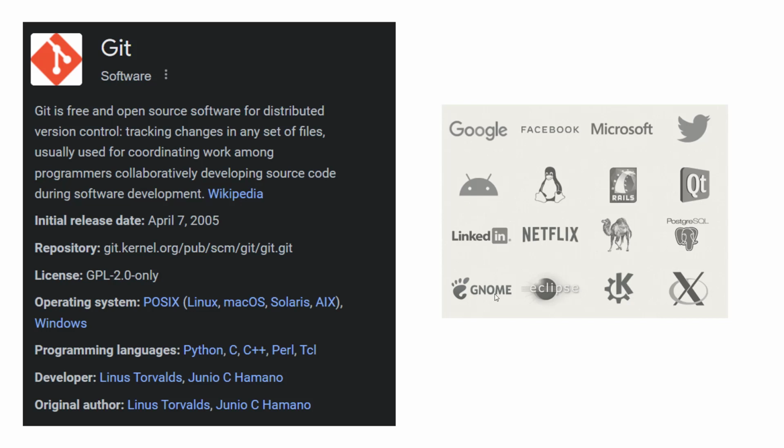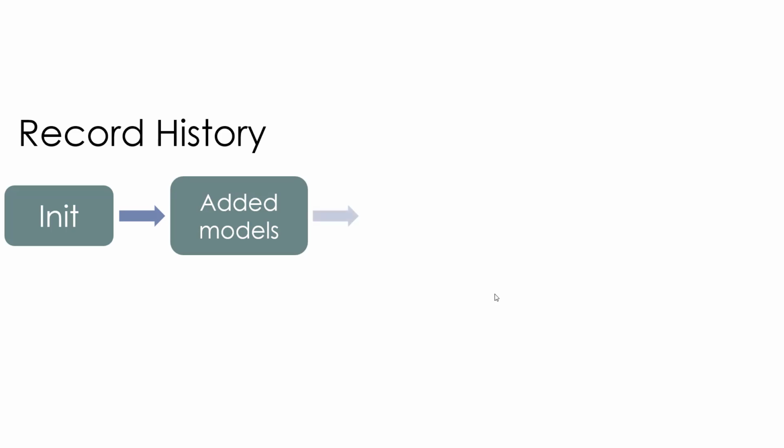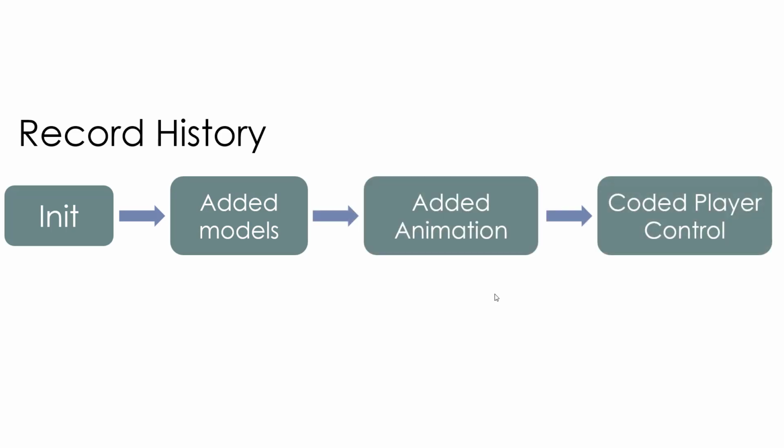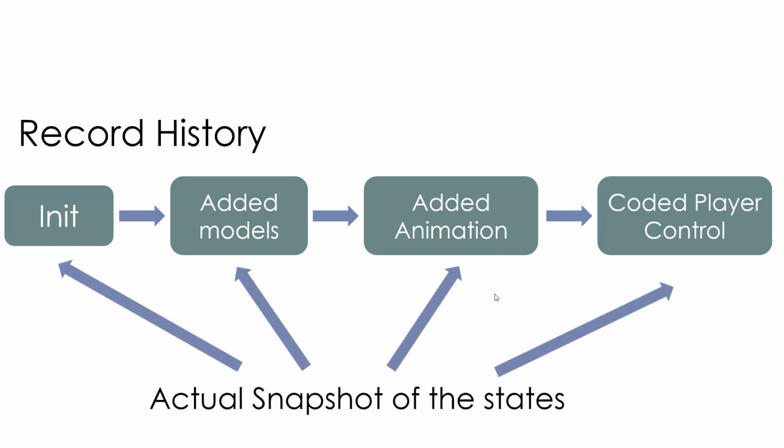Okay, and let's take a look at what Git can do for us. Okay, the first thing is to record the history. Let's say that we're making a game, right? So we have some initial state, and then we added some animation, some model, right? And then some coding there. So every step here can be recorded as a history and their actual snapshot of the state, okay? Which means that you can always roll back or go forward through the history.